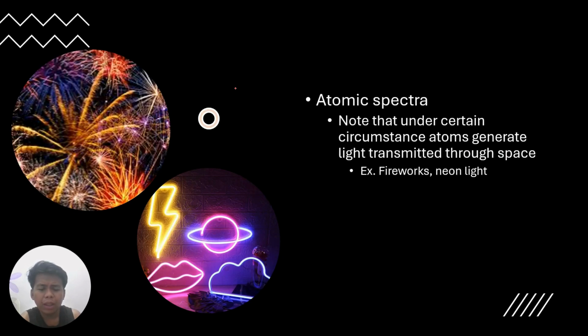So, let's talk about the atomic spectra. Note that under certain circumstances, atoms generate light transmitted through space. In the findings, atoms don't just exist because they are there. There is a special property of an atom: under certain circumstances they generate light and transmit it through space.